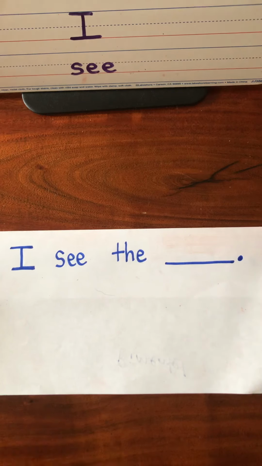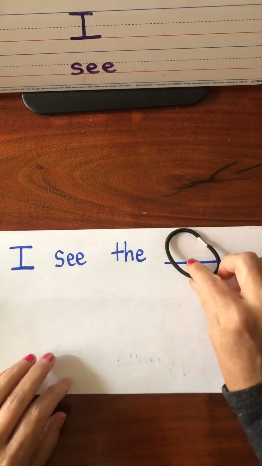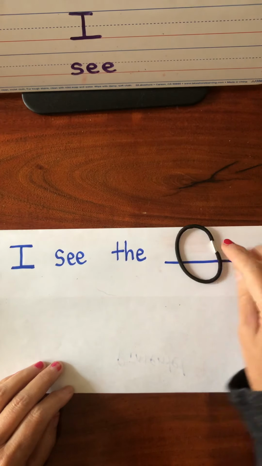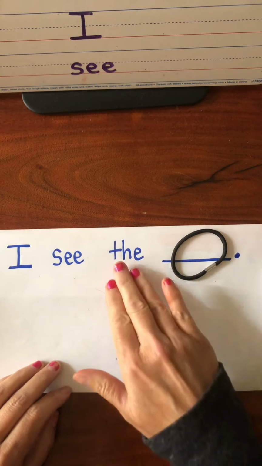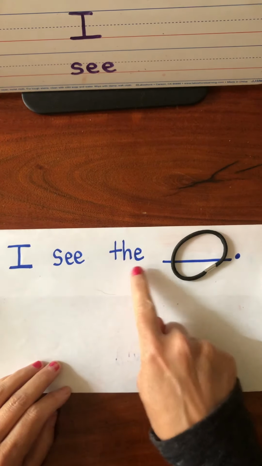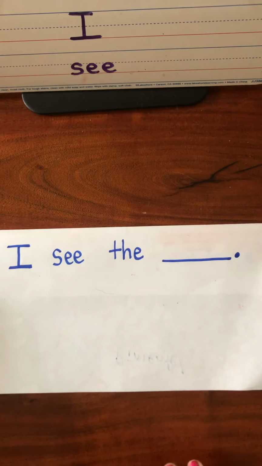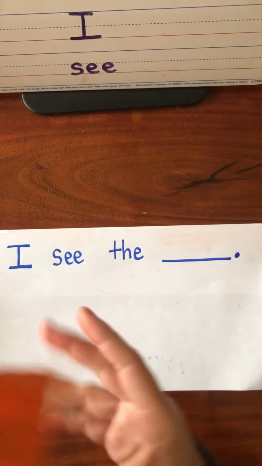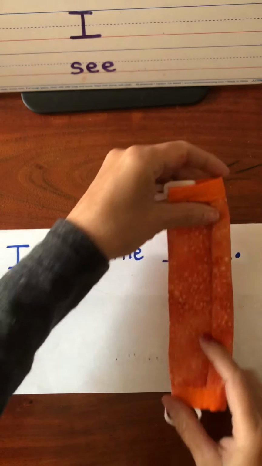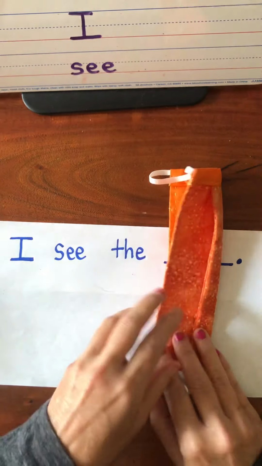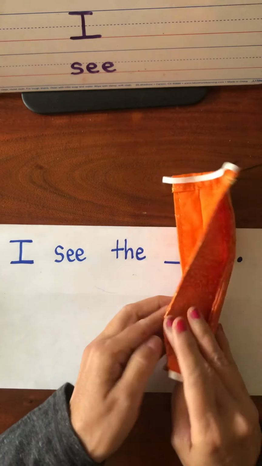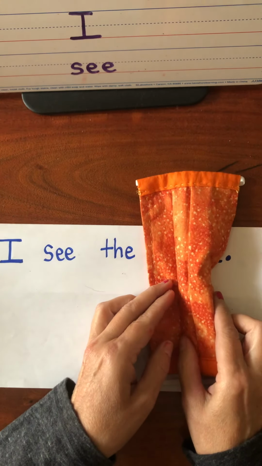But you can see what I mean. You could go to your toys. You could go to something in your living room. You could go into the bathroom and do this. I see the, what is this? This is like a rubber band that I use for my hair. I see the rubber band. So whatever you have handy. This is something one of my neighbors made for me. I see the face mask.